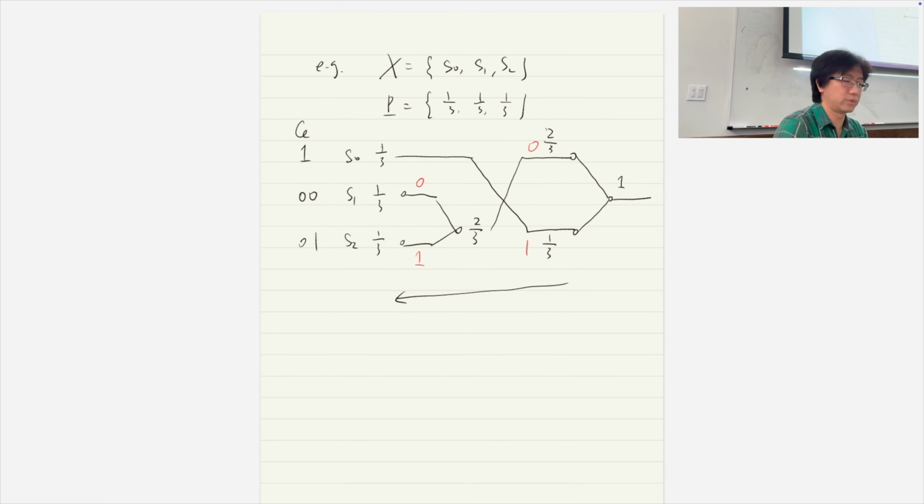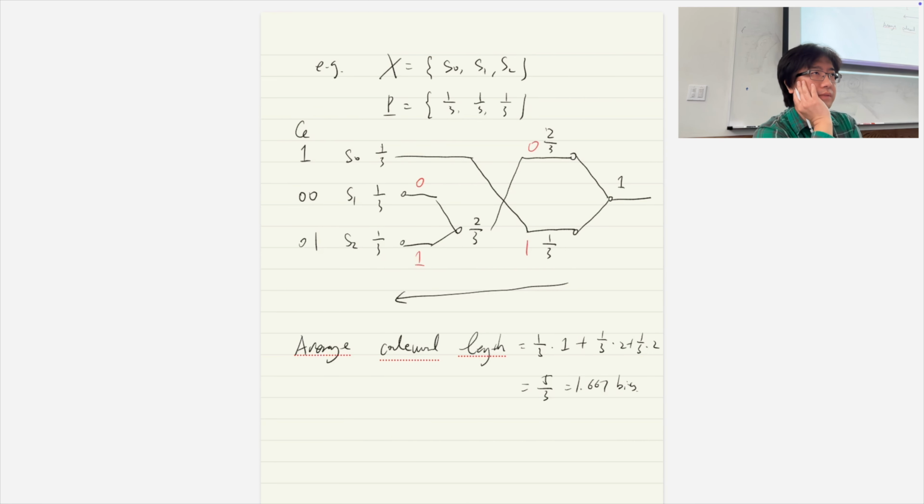What we need to do here is compute the average code word length. For the first one the code length is 1, so we have 1/3 times 1, plus 1/3 times 2 for the second one, plus 1/3 times 2. If you compute it, that's 5/3, so that's 1.667 bits per symbol. That's the average length.